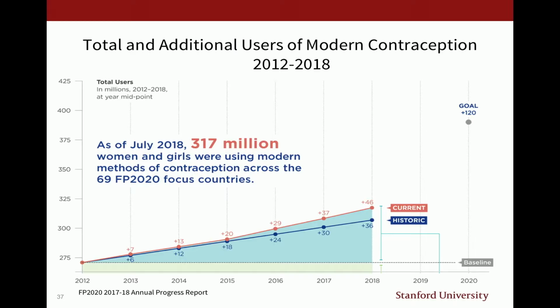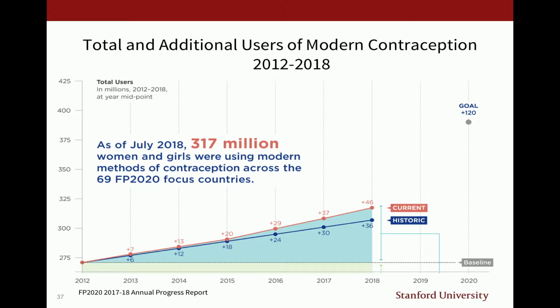So since its inception in 2012, an additional 46 million, so that's this top orange line, women and girls were using modern methods of contraception in these 69 countries. Now this baseline here, you can see it's over 200 million people. So even to maintain 200 million contraceptive users in these settings, it requires a large programmatic effort. And so to continue to increase that is a great achievement.